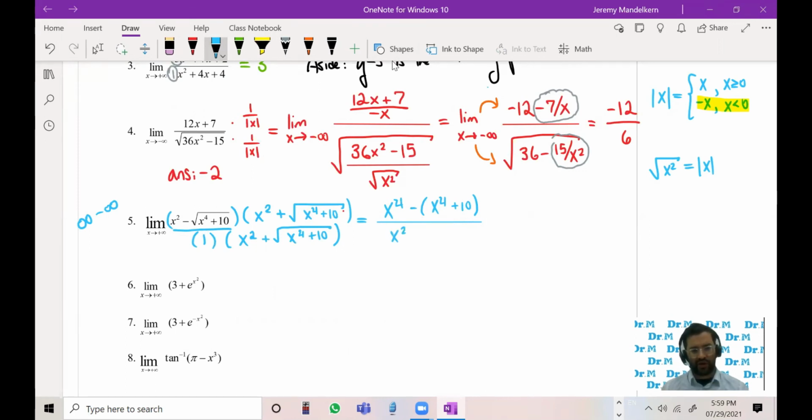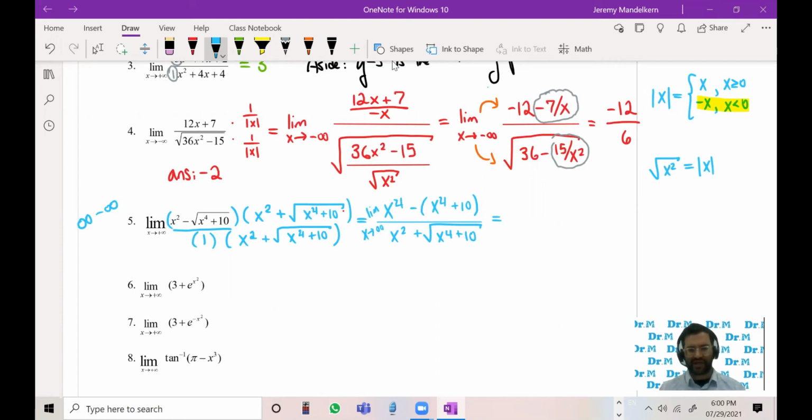In the bottom, we have still this conjugate root expression, x squared plus the square root of x to the fourth plus 10. And the next thing to do now is to see if we have any simplification. Well, looks like we do actually. In the numerator, the x to the fourths are canceling. Let's not forget also that there's still a limit here as well. It's a big blunder to forget to write the limit.